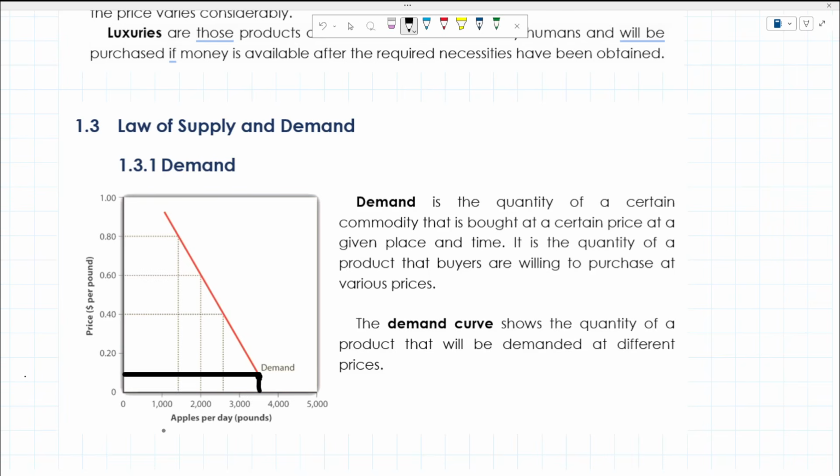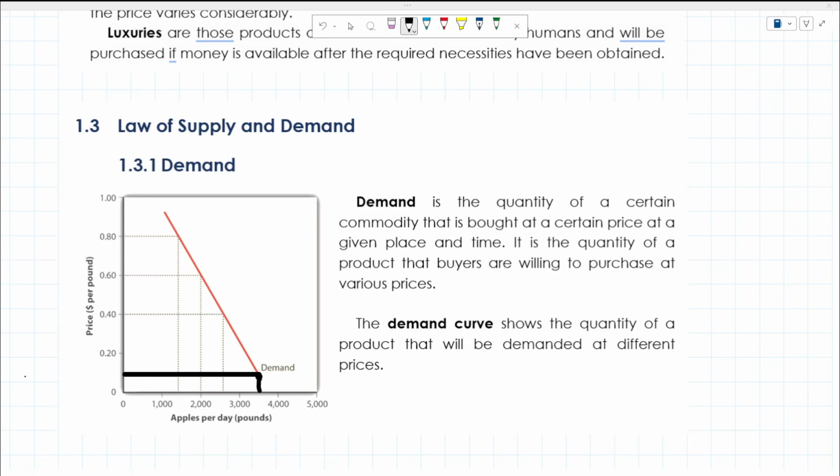Hindi ito mali. This is not wrong. This is correct because it is showing the demand curve. Mamaya, we will discuss the supply curve, which would be the next one. But before we proceed, let us talk first about the elasticity of demand.